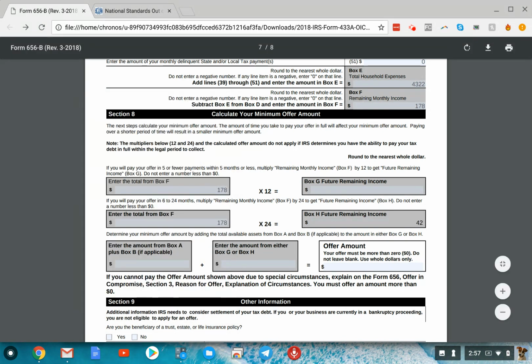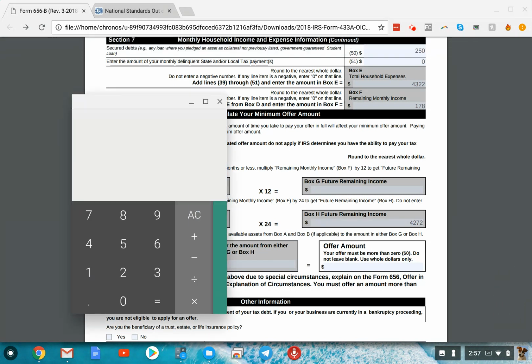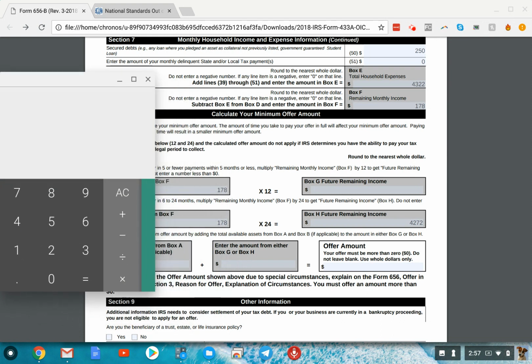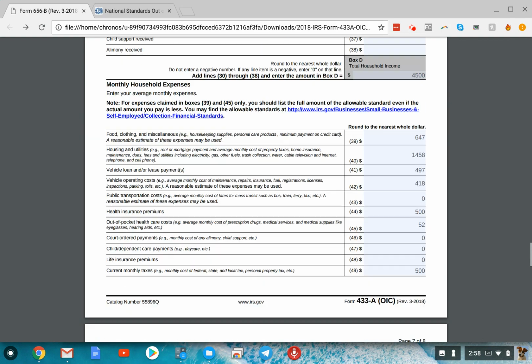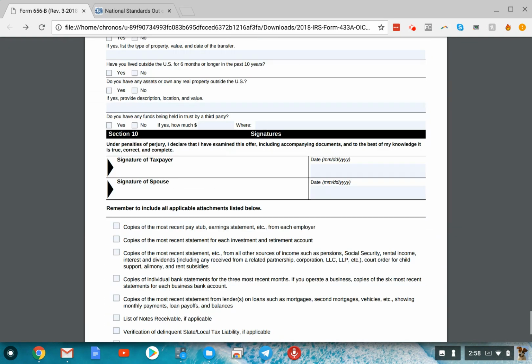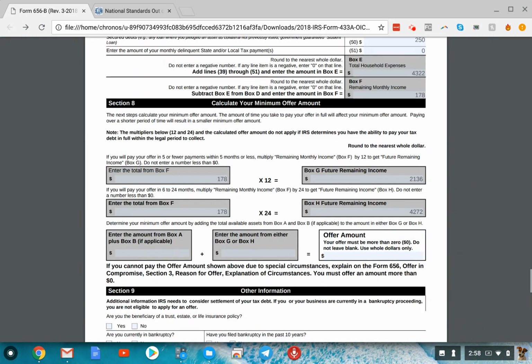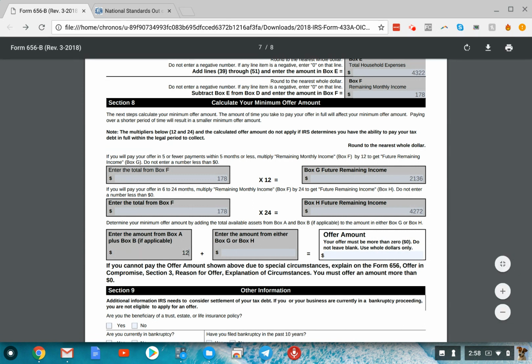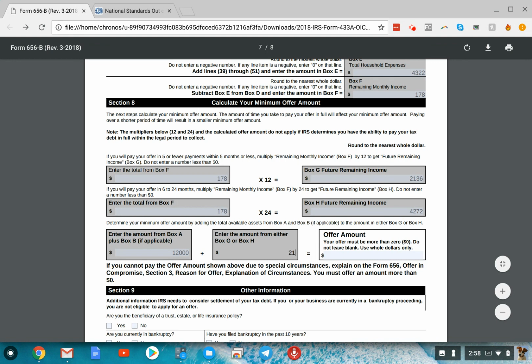$4,272. So if you did the longer offer, you'd pay $4,000 plus your assets. And then we do 178. Okay, so from box A, we had like $12,000, I believe. So we'll just put, whoops, there we go. So we had $12,000 available assets. And we're going to go with box G for the better offer.